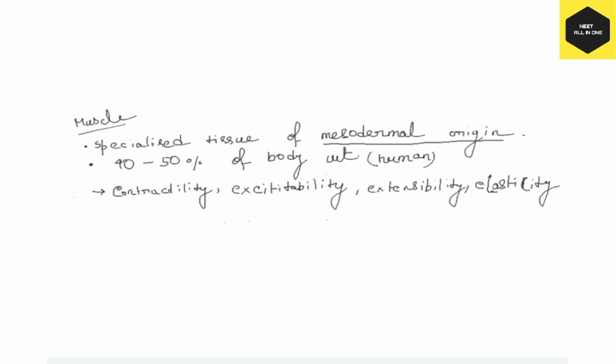Now muscle can be divided into three types, based on location. What are these three types? Number one, skeletal.